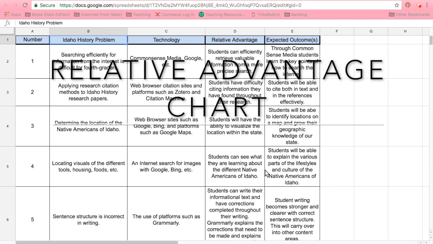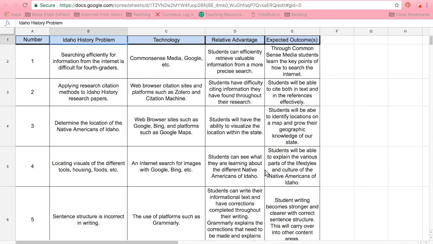This is the relative advantage chart that I created for EdTech 541, and it lists the areas that show trouble or to be challenging for 4th grade students, seeing as that's what I teach. This was created so that students were able to have a list of technology that they could use to enhance their research or to address their problems that they were having, and then the expected outcomes of that. This shows my ability to assess and evaluate what is and what isn't working in the classroom and in the instruction that I design.